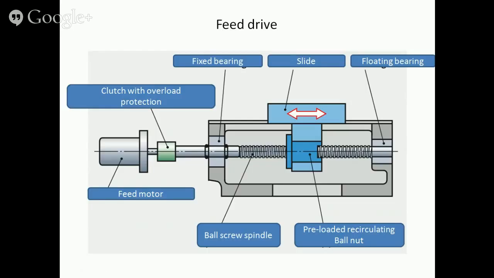The spindle is a very special one. It's called a ball screw spindle. And the nut is also a special one, which is called a pre-loaded recirculating ball nut. You will study more about these important CNC machine components later on.